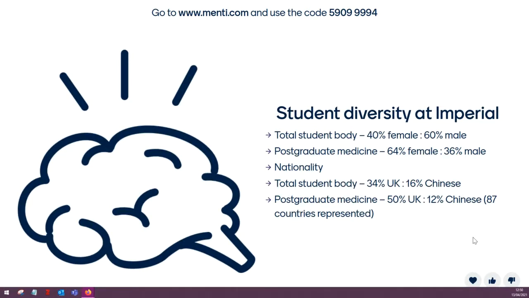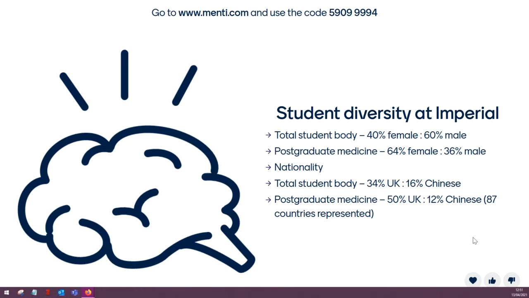A bit more background from Imperial. Our total student body is 40% female, but in postgraduate medicine, we're 64% female. Nationality wise, 34% UK students, 16% Chinese, 50% UK in postgraduate, 87 countries represented. You may think this is a slightly random data set. It is absolutely a random data set, but this is the only information on our student diversity that I could find via publicly available sources.